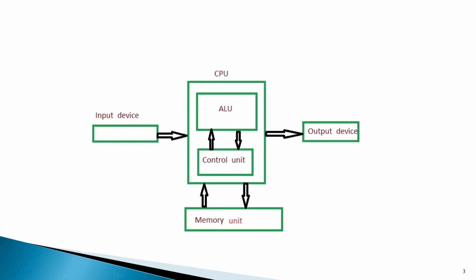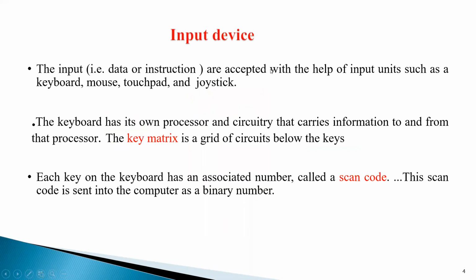This is the diagram for the basic functional unit of a computer. Input device, CPU, and CPU consists of ALU and control unit, memory unit, and an output device. Let us see all the units one by one. Input device. The inputs are accepted with the help of input units such as keyboard, mouse, touchpad, and joystick.